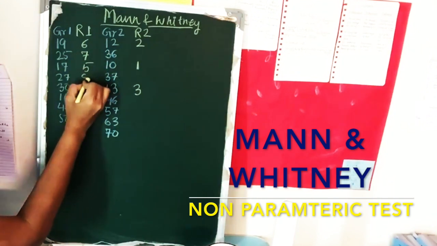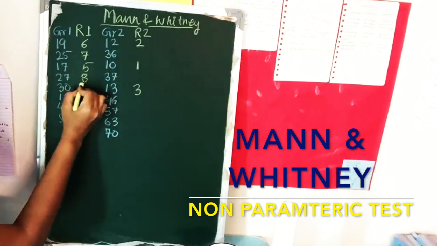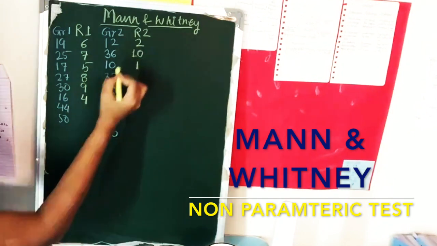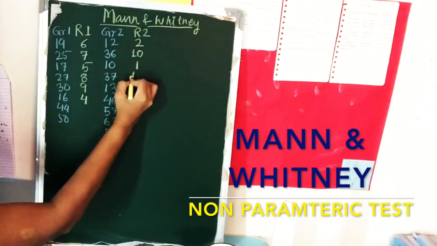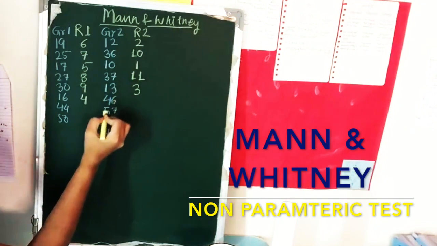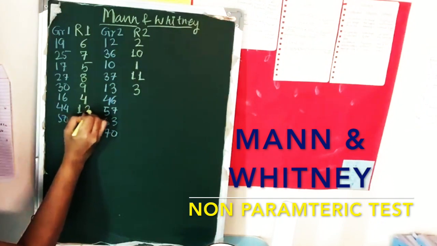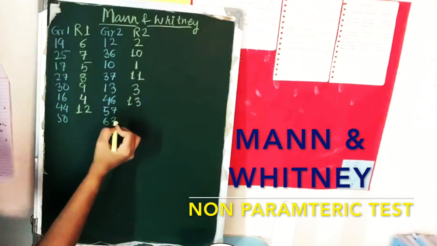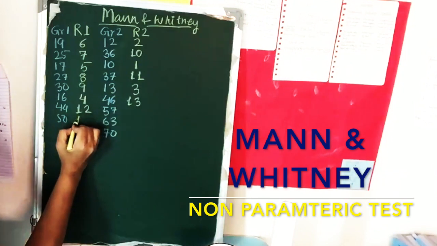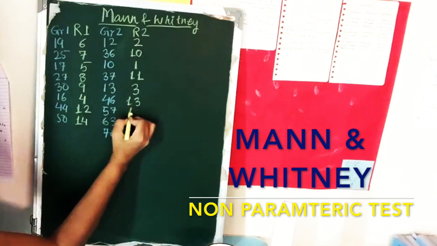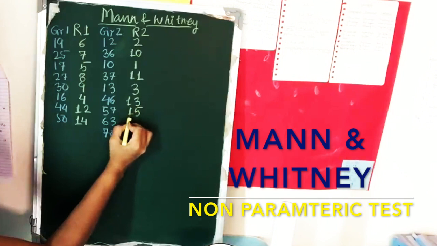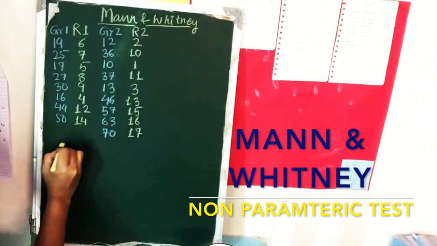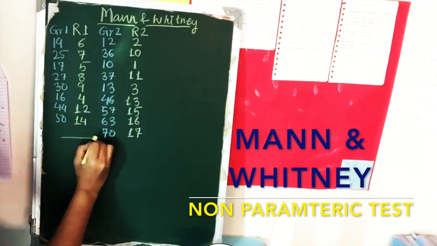So the lowest number is 10, so we started 10 as 1. After that the second number was 12, so the ranking of 12 will be 2. So similarly we reached till 44 with the ranking of 12. Now 46 will be the ranking of 13. Then similarly we did the ranking of all the numbers. 63 will be ranking of 16, and the last ranking will be 17.